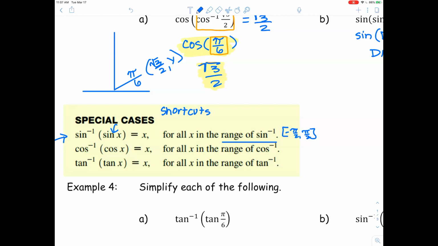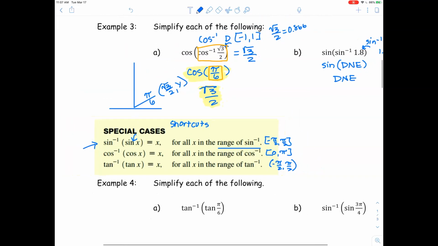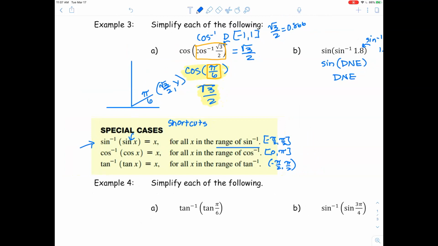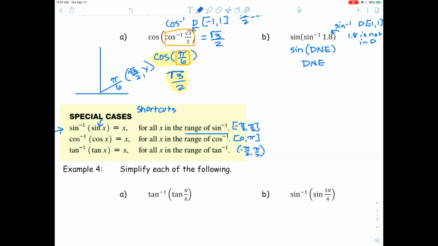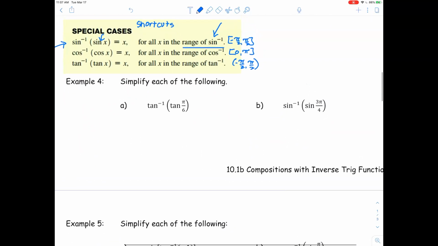And for cosine, cosine inverse of cosine x equals x for all x in the range of cosine inverse, which is from 0 to pi, and then tangent inverse of tangent of x equals x for all x in the range of tangent inverse, which is from negative pi over 2 open to pi over 2. So just remember, you can only apply these shortcuts if in fact they meet the restrictions and the contingencies there.